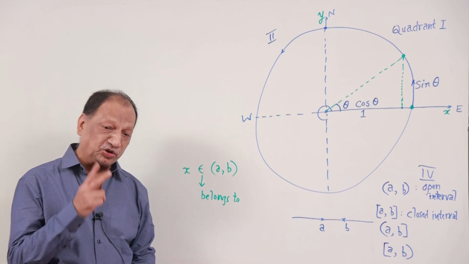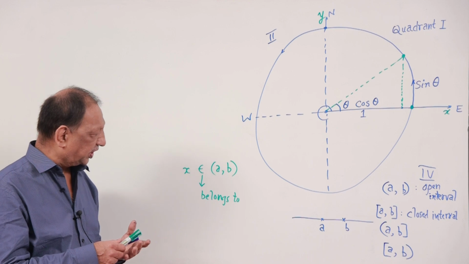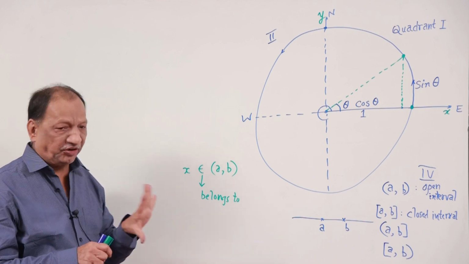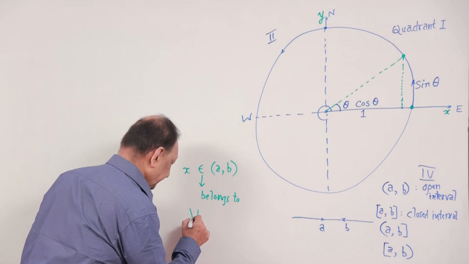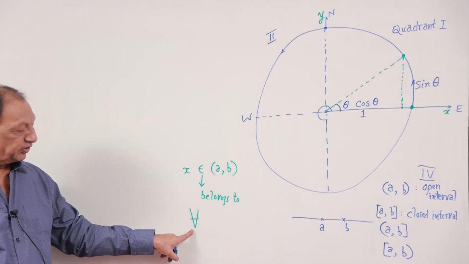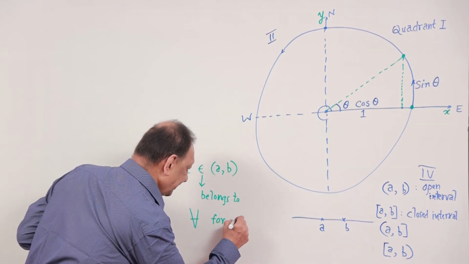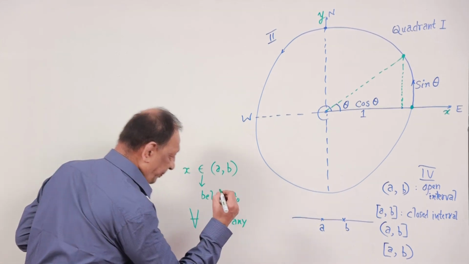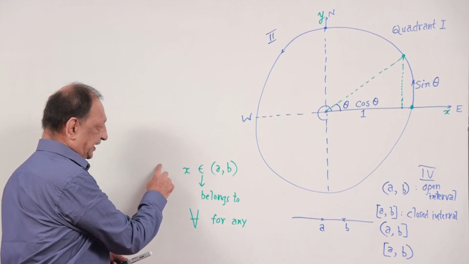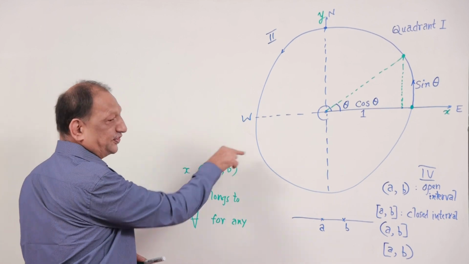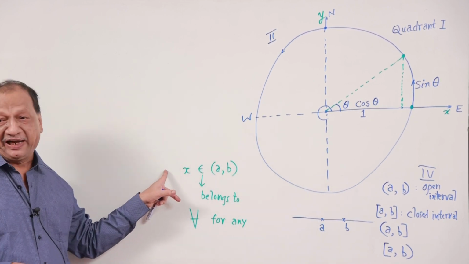There are two more symbols that you have to get used to. One is this, a vertical capital A, no? Write that. This means for any. So I can write that before this x. For any x which is inside the open interval A comma B, if you want to write it, you write it like that.